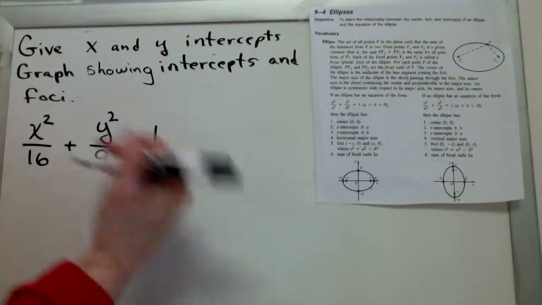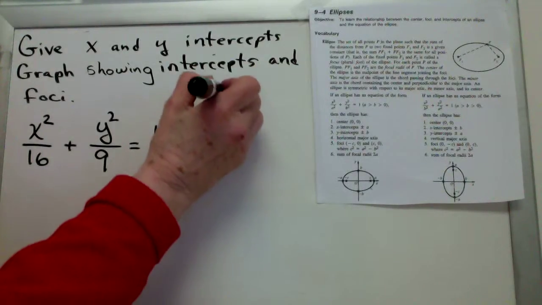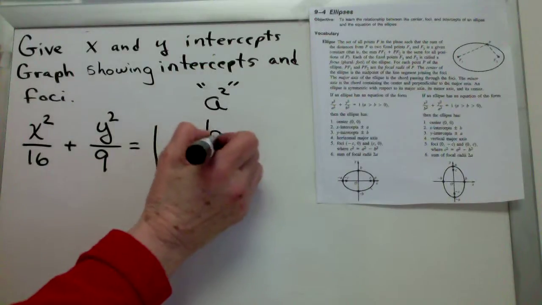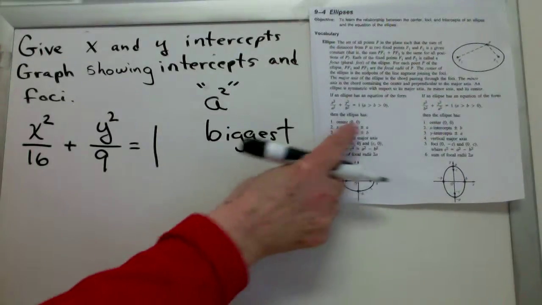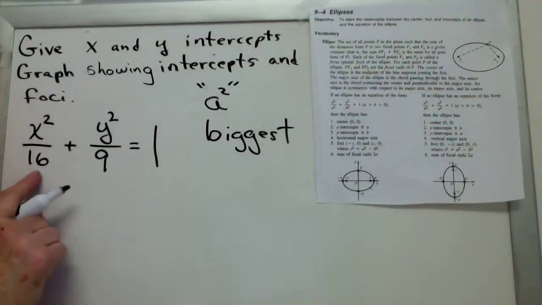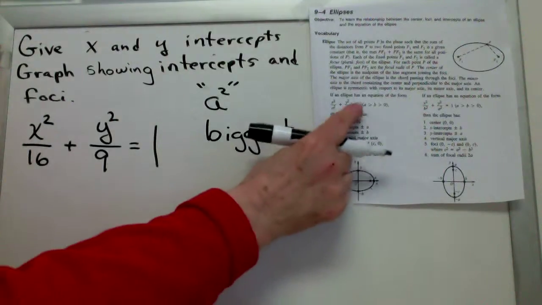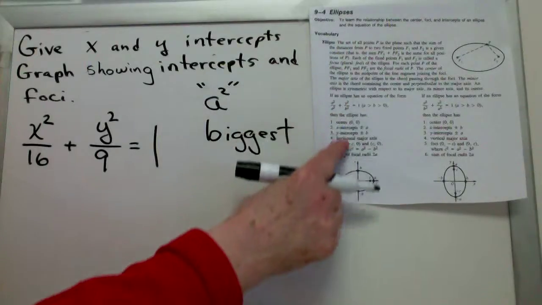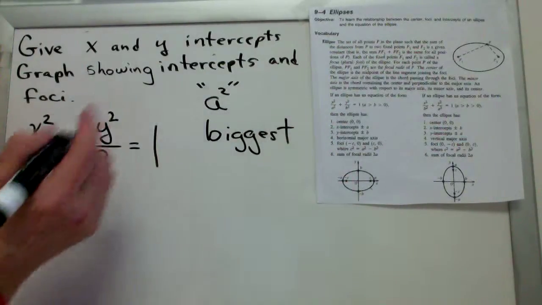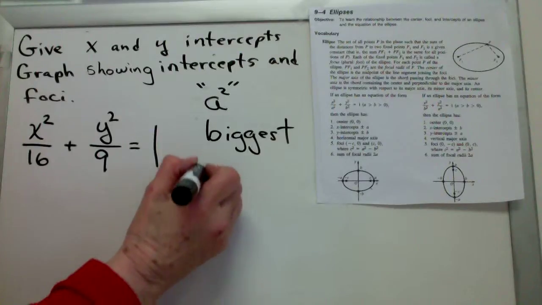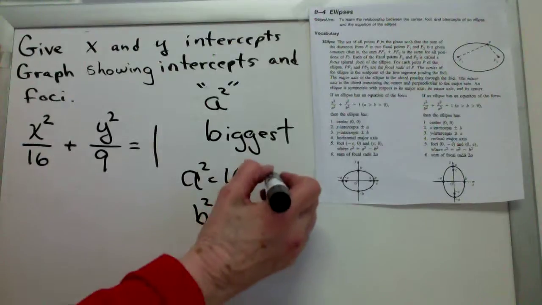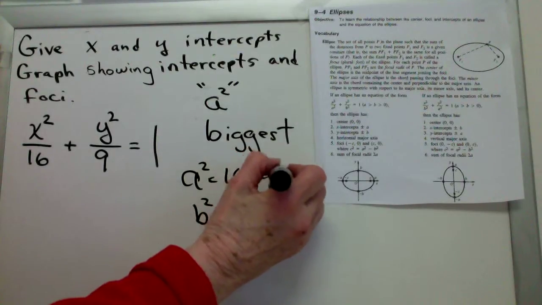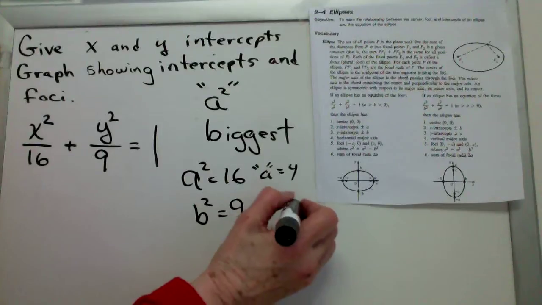And when you're dealing with the ellipse, the a squared is the biggest number. That's the easiest way to determine which type of ellipse we have. And here, 16 is bigger than 9, so 16 is our a squared. So we have this type here, or the first type on your note sheet. So with that in mind, we can go a squared equals 16, b squared equals 9. So this means that a equals 4 and b equals 3.